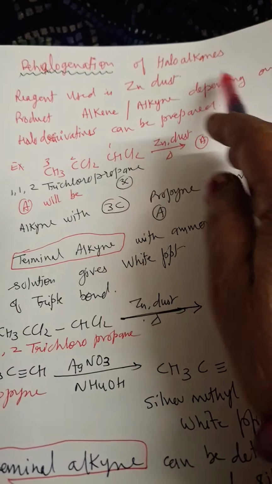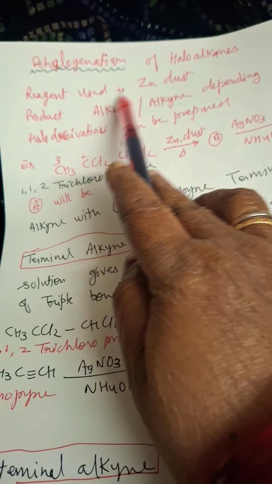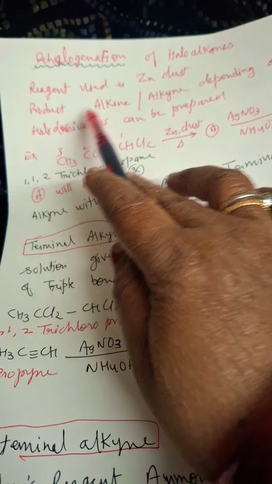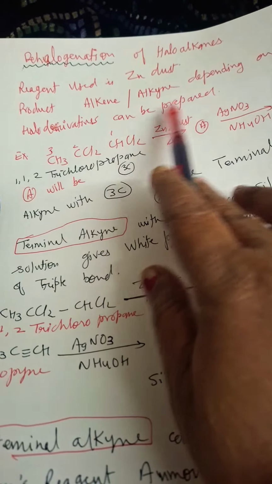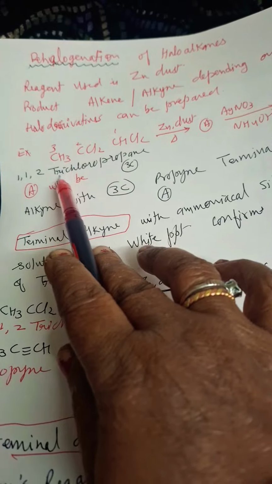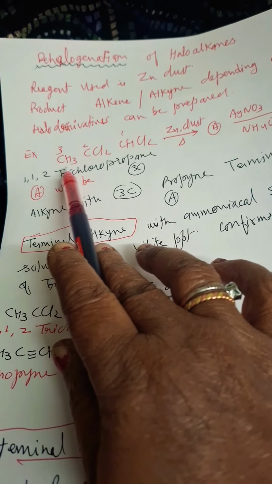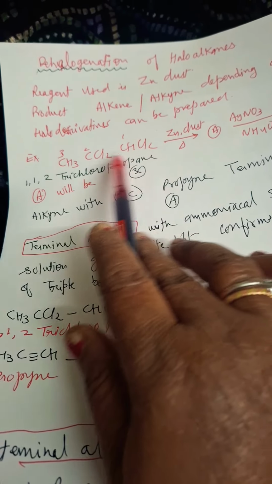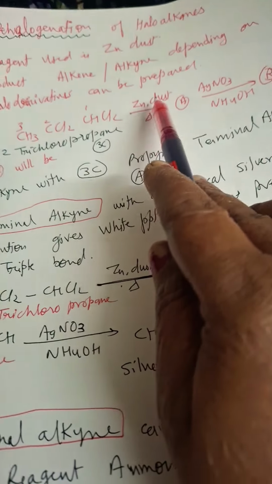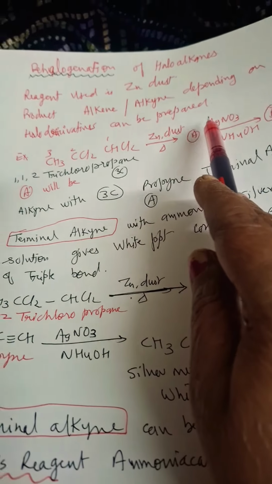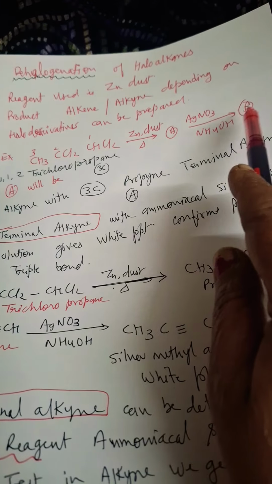Dehalogenation of haloalkanes. Here the reagent used is zinc dust. The product can be an alkene or alkyne depending on the nature of the haloalkane. Here I have taken one example, CH3CCl2CHCl2, that is 1,1,2 trichloropropane. When it reacts with zinc dust, A is formed, and AgNO3 and NH4OH give you B.